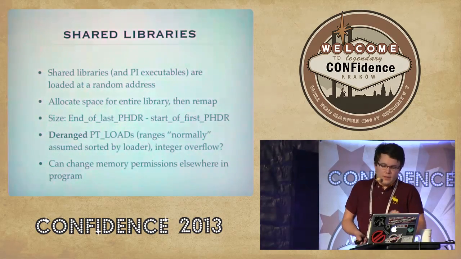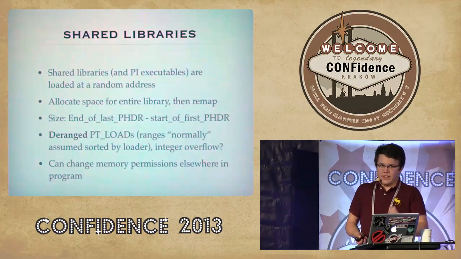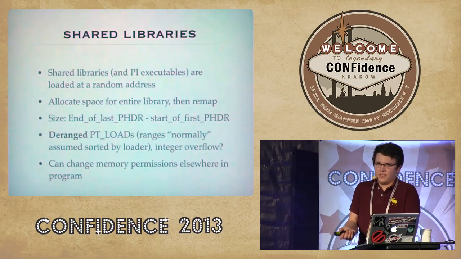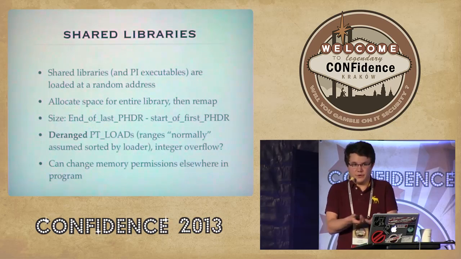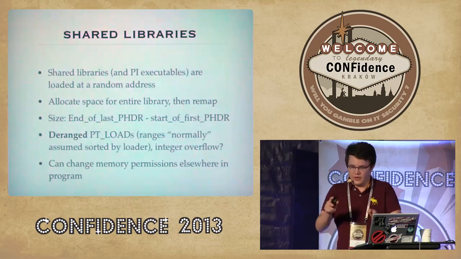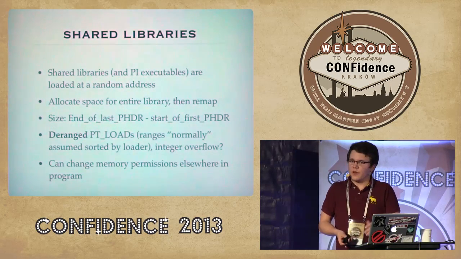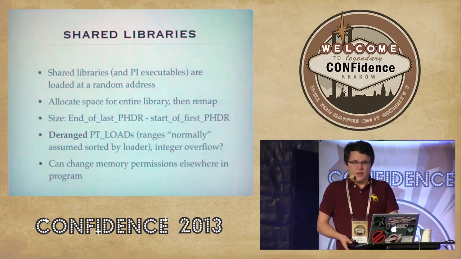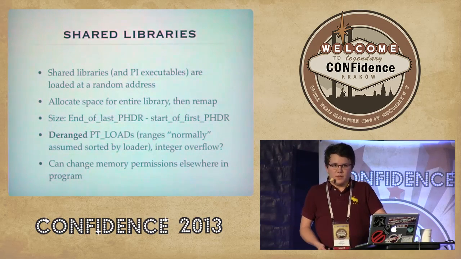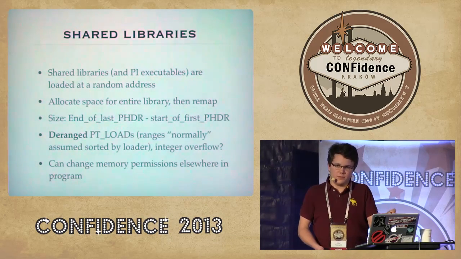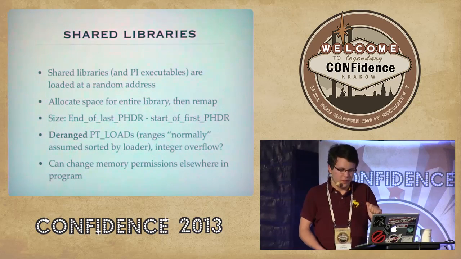tries to allocate space for the entire library. It needs to find somewhere where it can possibly map that. It does this by asking the kernel to deal with the entire address space layout by just memory mapping a chunk of memory that size. So it needs to figure out the size of the shared library. Normal compilers emit all of their segments, that is the PT_LOAD program header entries, in sorted order. So you can figure out the size by just taking the beginning of the first one and the end of the last one and subtracting them.